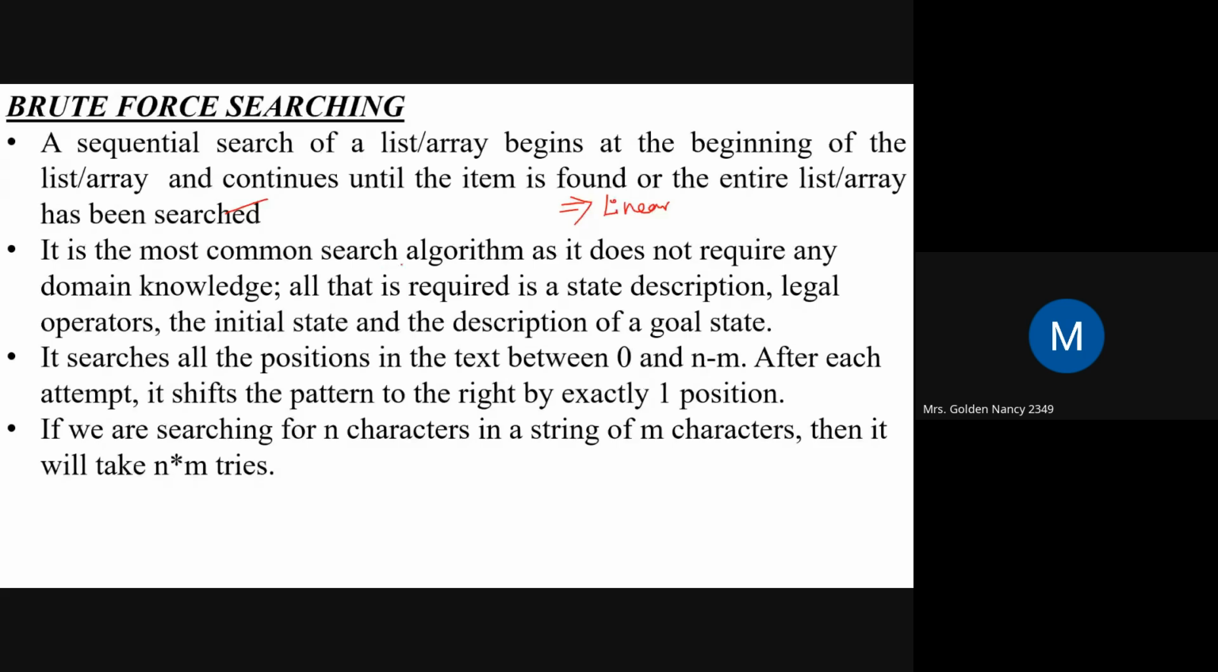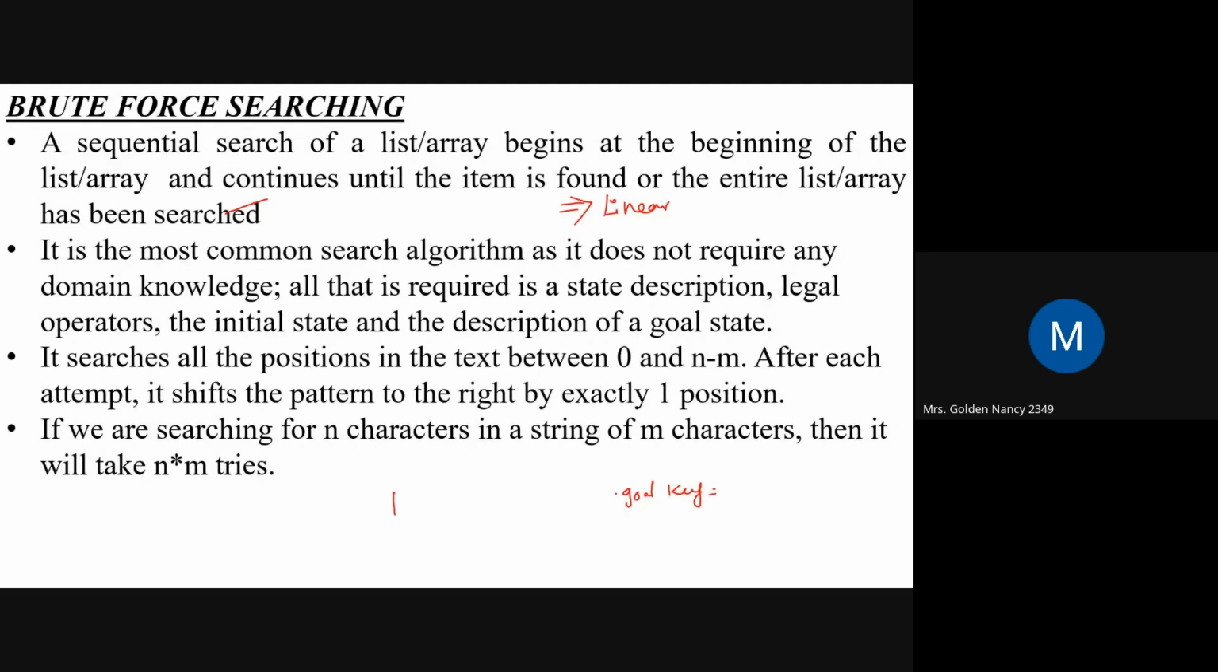Okay, it is the most common search algorithm and it does not require any domain knowledge. All that is required is the state description, legal operators, the initial state, and a description of the goal state. So if you know the start state and the goal state, for example the key in your hand, the key to be searched is your goal.